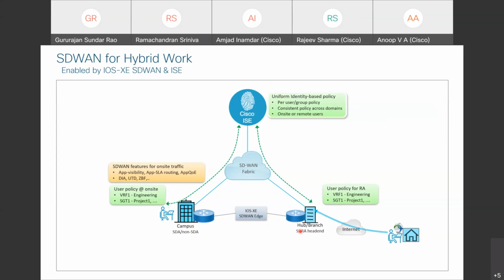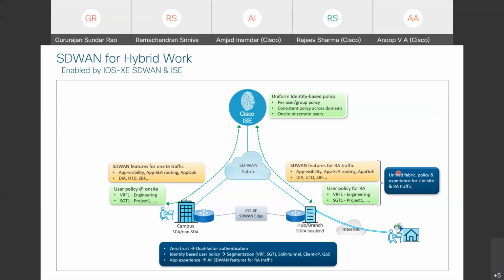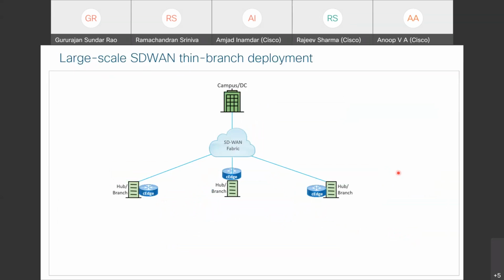He'll be placed dynamically in the required VRF based on his identity. And if you need to place the user in a different VRF, all we need to change is the ICE policy. And then once the user connects, the user gets all the same features. So it's a unified fabric, unified policy, and unified experience for site-to-site as well as remote access traffic. It's zero trust because it's based on dual factor or multi-factor authentication, and identity-based user policy and application experience remain consistent.